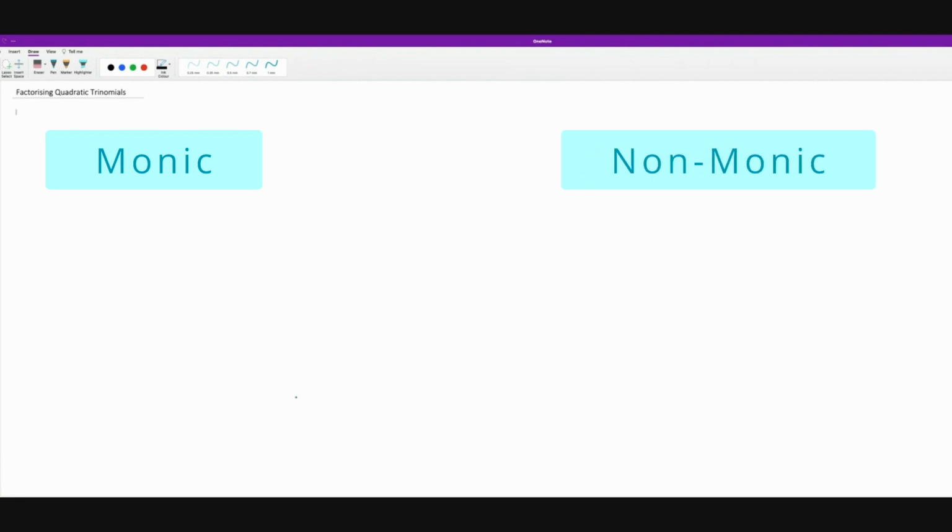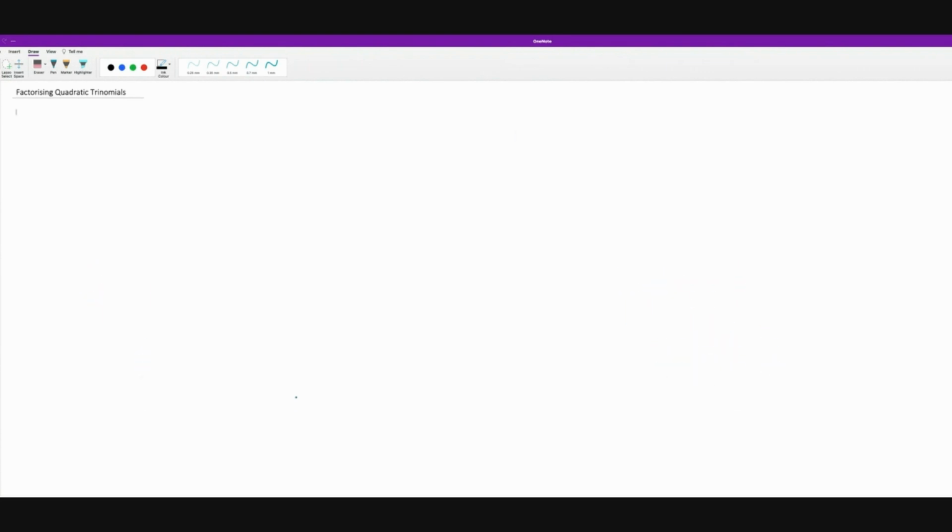Now, to orientate ourselves in the fundamentals of this, there are two different types of trinomials. The first being monic and the second being non-monic. Monic means one, where non-monic just means, well, not one. So, what does this one and not one actually refer to?